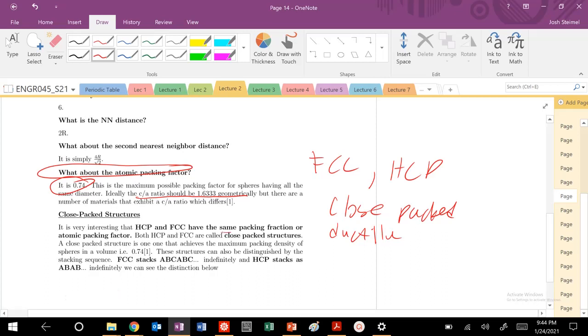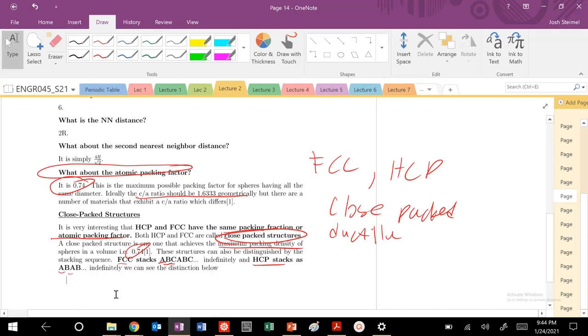So they both have the same atomic packing factors. They are close packed structures. They have the maximum packing density of this value here. And you can also distinguish them. FCC, if you look at these planes of atoms, they stack as A, B, C indefinitely. But HCP will stack as A, B, A.